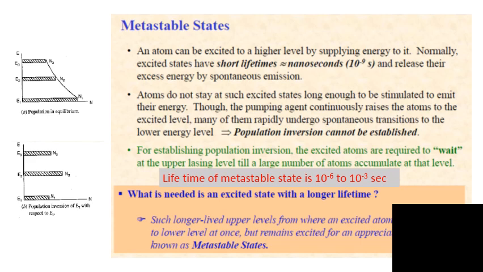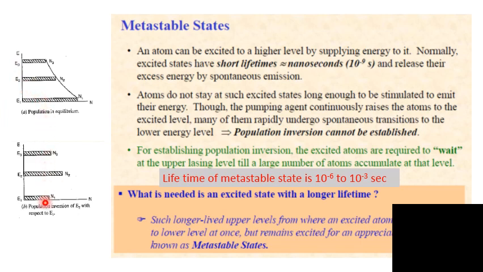Here we have the metastable state. This metastable state is important to attain population inversion in lasing systems. We can understand this metastable state again by these two figures. So this is population in equilibrium. As we move towards the higher energy level, the population decreases. But we don't want this for a laser.